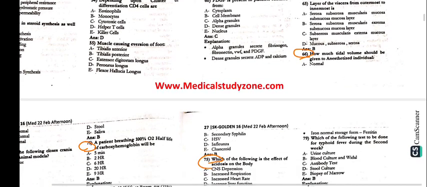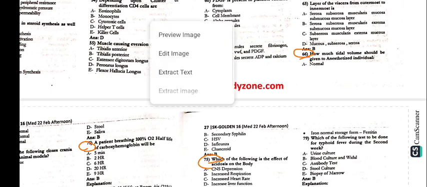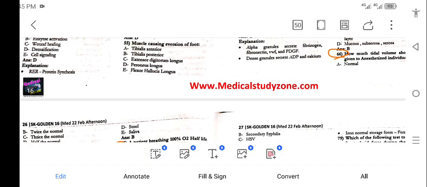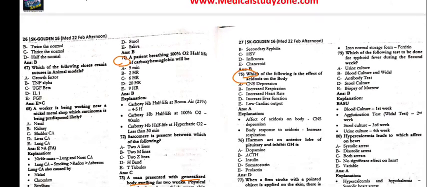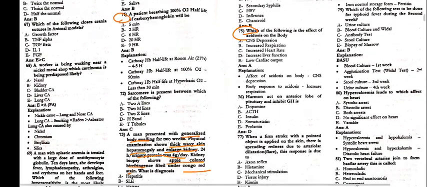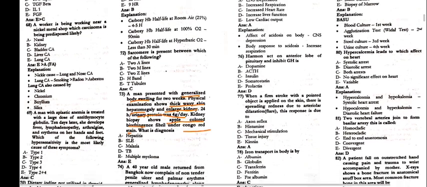Next, 66, how much tidal volume should be given to the anesthetized individual? It is basically twice the normal. 67, which of the following closes the cranial sutures in the animal models? It is FGF. 68, a worker is working near a nickel metal shop. Which carcinoma is being predisposed? It is the lung carcinoma.